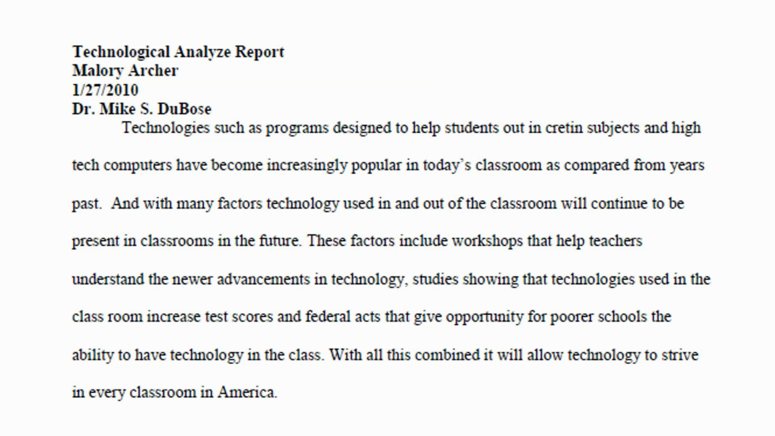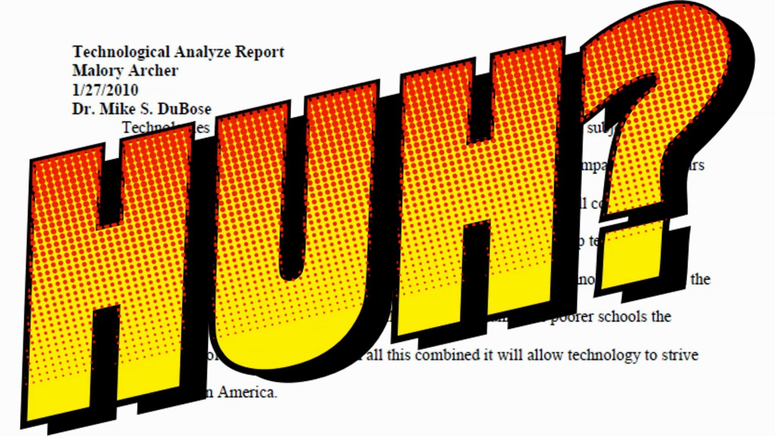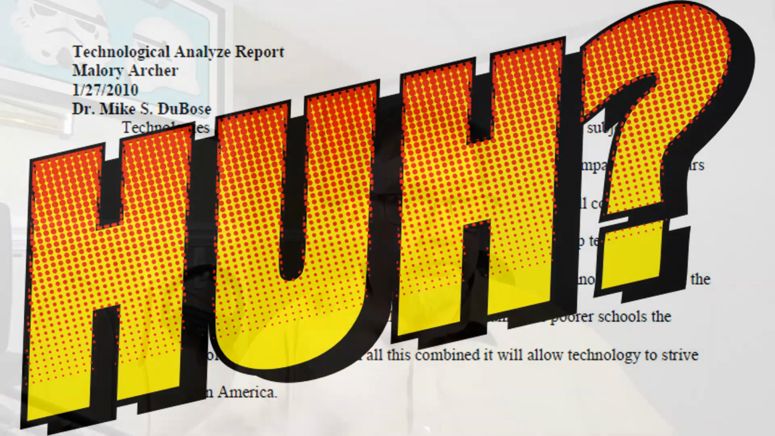Okay. These factors include workshops that help teachers understand the newer advancement technology, studies showing that technologies used in the classroom increase test scores, and federal acts that give opportunity for poorer schools the ability to have technology in the class. With all this combined, it will allow technology to strive in every classroom. How does technology strive inside a classroom? Basically, I read this introduction, and I go, huh? Then if I was to read the rest of the paper, it wouldn't really progress much from huh now, would it? So that was the first group of ranging essays.